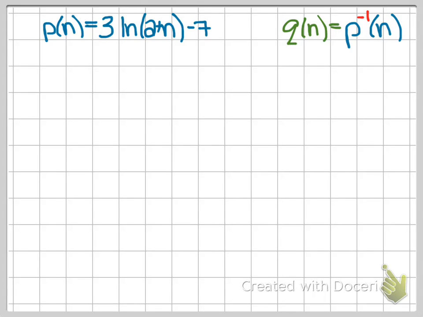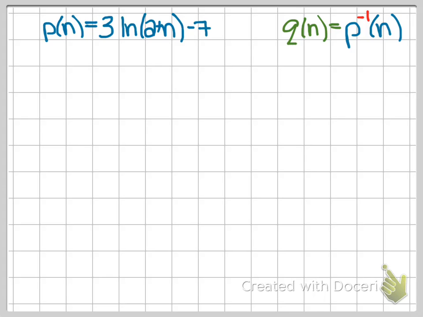For our last video, we are going to be analyzing the two functions p of n and q of n. P of n is 3 times the natural log of 2 plus n, take away 7. But q of n is the inverse of p of n. Our goal is to find our q function so that q of n is actually the inverse of p of n. Similarly to the previous video, our goal is to first find q of n to be the inverse, and then we're going to analyze them against each other using composition of functions.